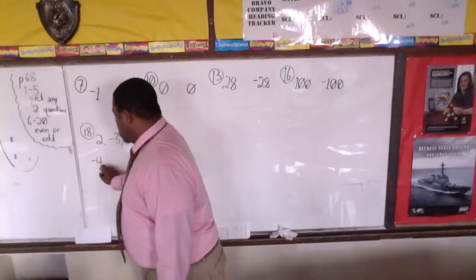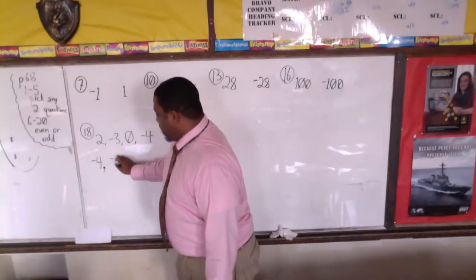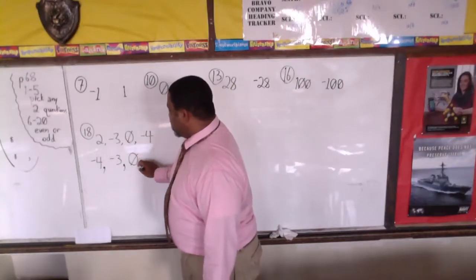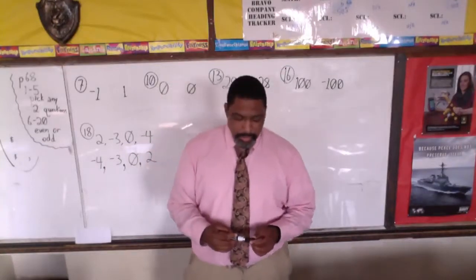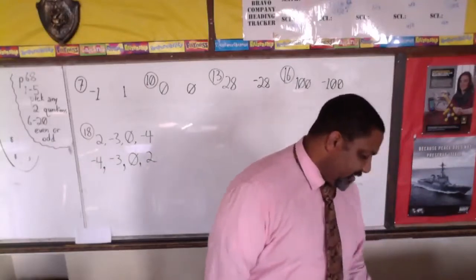-4. My only other number smaller than 0 is -3, so I don't have to think too much about that. Then it's time for 0 itself. And then the last one left is 2. Through that same process, you'll be able to handle all of those 18, 19, and 20.